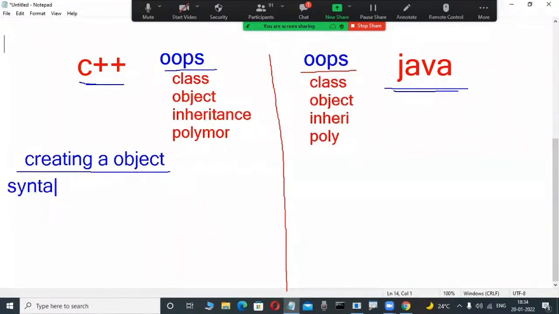What is the syntax in C++? Yes, so many fellows have an idea. How can I? Yes, here. Suppose what is the syntax they are giving in C++? Class name. Slowly observe here. Here is the only difference. Class name, space, object name.